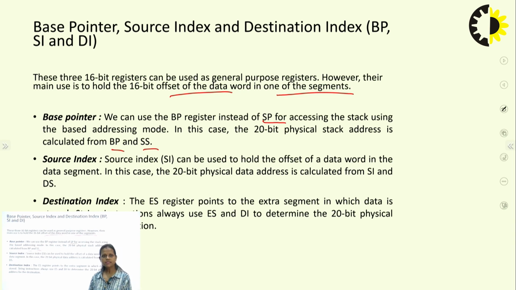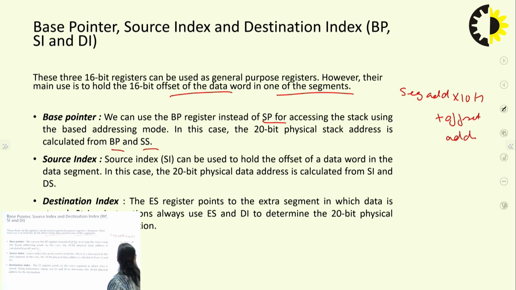so we can calculate the physical address. The formula is segment address into 10H plus offset address, and this is equal to the physical address, right? So segment address into 10 plus offset address equals the physical address. This is how the physical address is calculated.